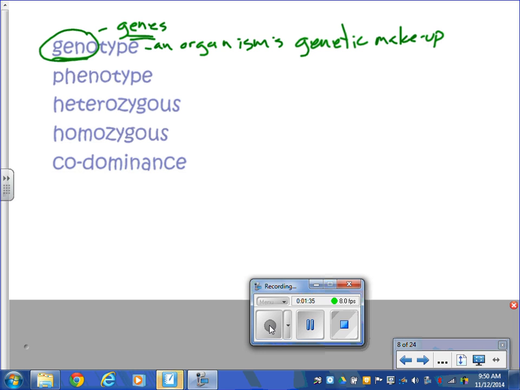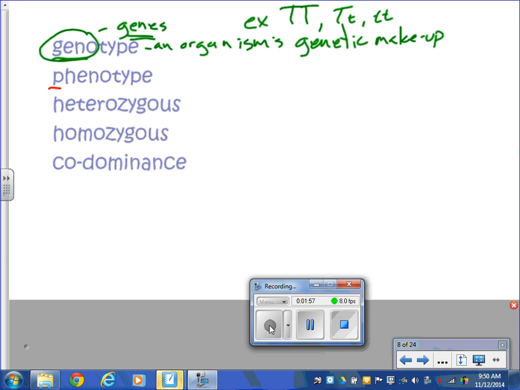Okay, so genotype. So for example, different genotypes for our pea plants and height. The genotype could be big T, big T, big T, little t, or little t, little t. Those are the three different genotypes for height in Mendel's pea plants.